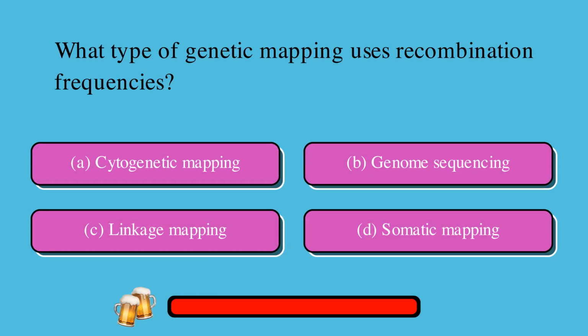What type of genetic mapping uses recombination frequencies? A. Cytogenetic mapping, or B. Genome sequencing, or C. Linkage mapping, or D. Somatic mapping? The correct answer is C. Linkage mapping.